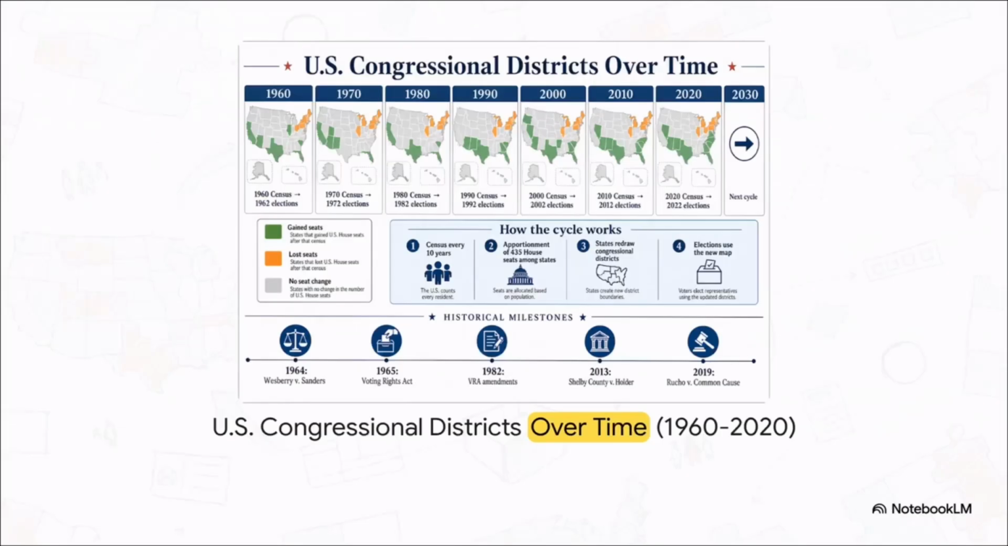Take a look at this. It's a pretty incredible visual record. We've got 7 distinct maps here, mapping it all out from the 1960 census straight through to the 2020 census. Notice the patterns. As your eyes move from left to right, you can see certain regions consistently lighting up in green, while others are repeatedly flashing orange. It's honestly like this relentless tide of shifting geography.